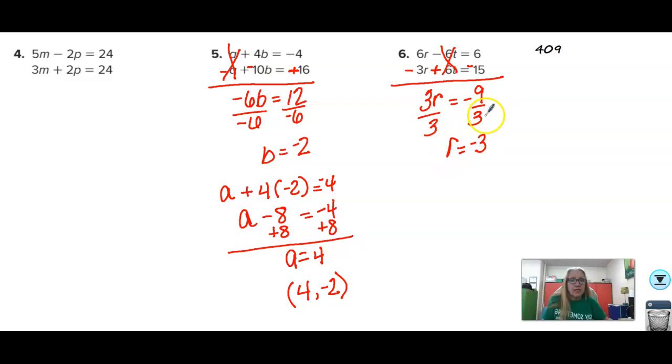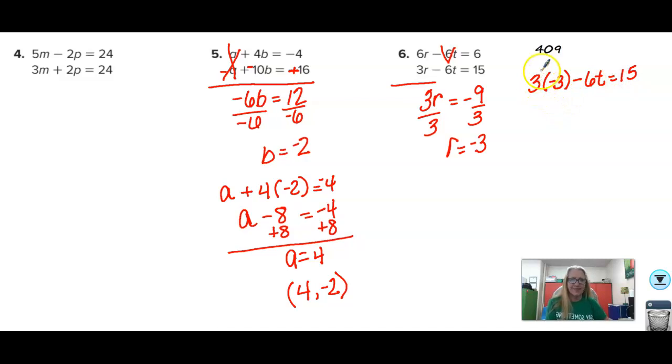Now we need to find what t is. I'm going to substitute, let me clean this up so I can remember exactly what that said, because that's the equation I want to use. It has less negative in it. I'm going to use 3r, and r is negative 3, so I put negative 3 in place of r, minus 6t equals 15 to figure out the value of t.